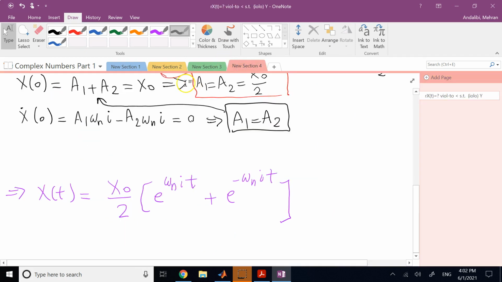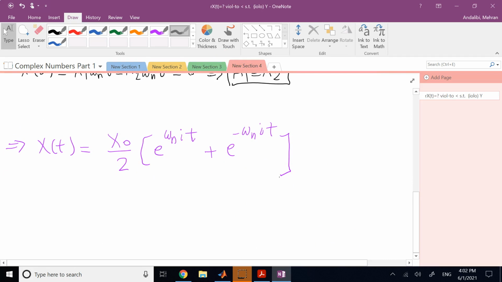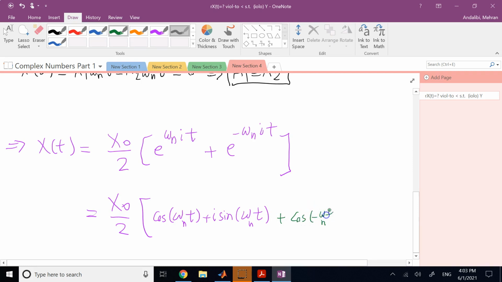And if I do that, then it is going to be what? It is going to be x naught over 2. The first term is cosine of omega nt plus I times sine of omega nt. The second term is going to be, I use a different color, cosine of negative omega nt plus I times sine of negative omega nt. Agree?